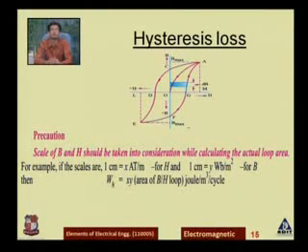So the precaution when we are doing the numericals is that the scales of B and H should be taken into consideration while calculating the actual loop area. For example, if the scales are 1 centimeter is equal to x AT per meter for H and 1 centimeter is equal to y Weber per meter square for B, then W_h is equal to xy into the area of the BH loop, in terms of joule per meter cube per cycle.